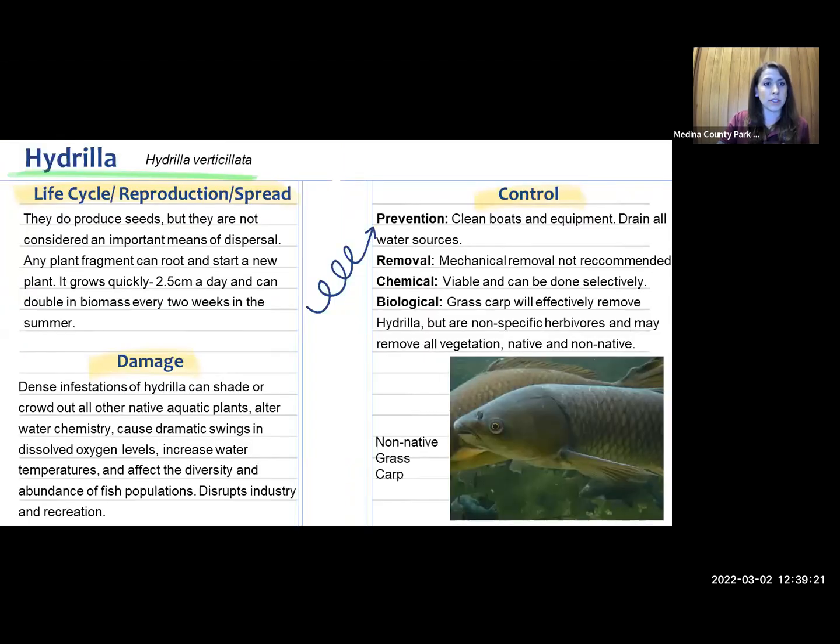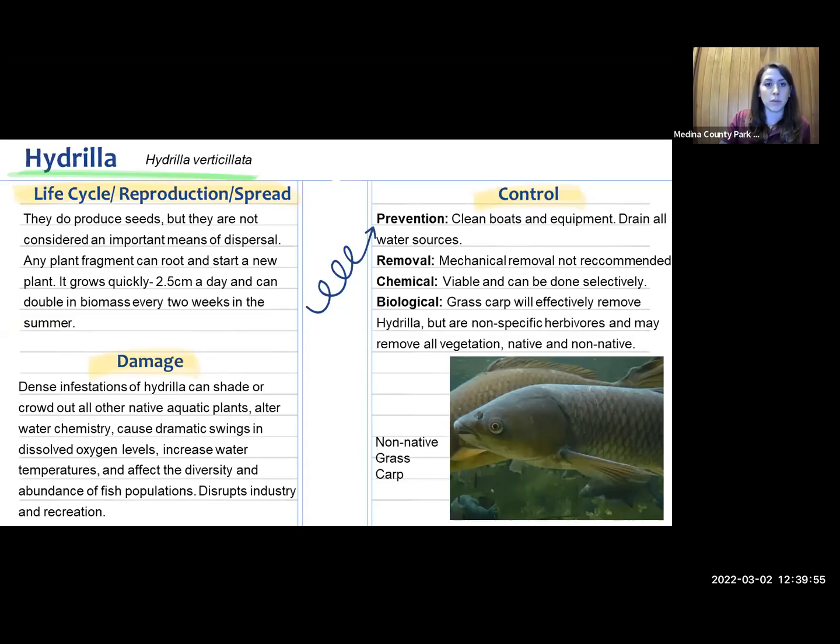This one also produces seeds, but it's not considered its main mode of dispersal. Very similar to the last one, a piece can break off and a new one can grow. It can completely shade out the other natives that are in there. It changes water chemistry. It reduces and swings different oxygen levels in the water. It lowers the diversity of fish. And then again, all of those problems that we talked about with industry and recreation, like clogging drains and making it impossible to fish and boat.